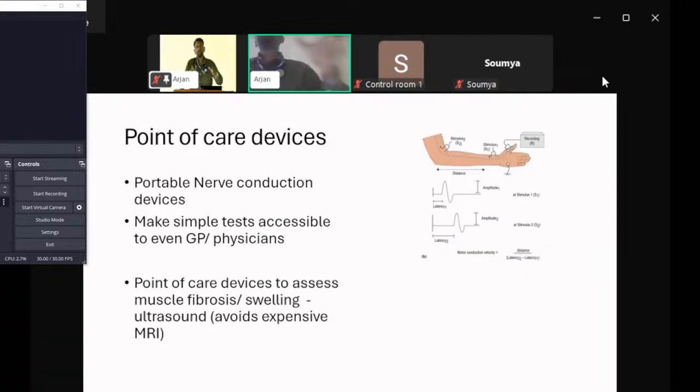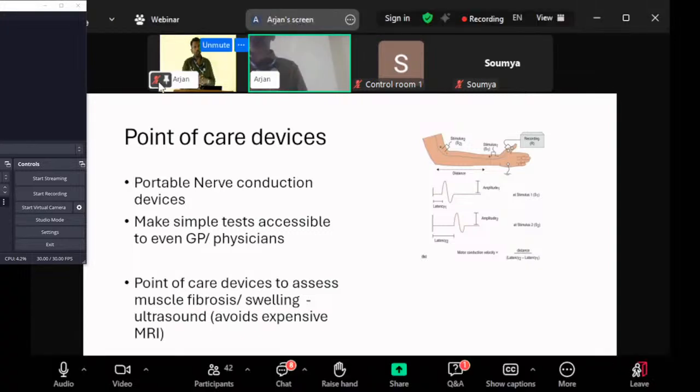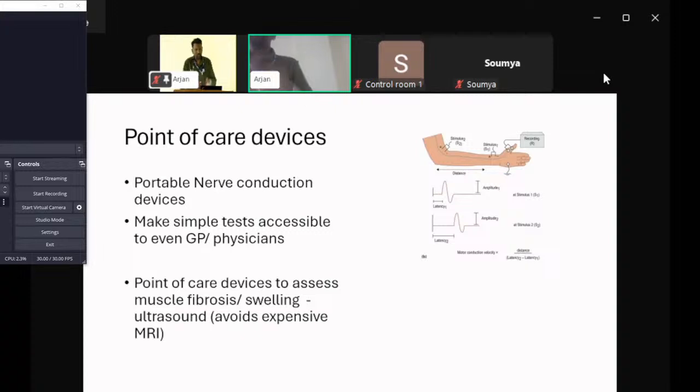And coming to the last subject, we need a lot of point-of-care devices, because most of the neurology departments across the world have large machines which are fixed in the labs, which are difficult to carry around, and patients have to be referred everywhere. What we would like is something like a portable EEG or ambulatory EEG, or a portable nerve conduction study. Nerve conduction studies use two electrodes recording a potential difference between two points using a stimulator.